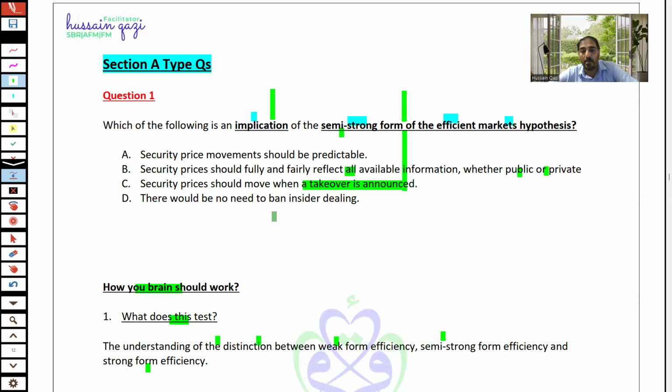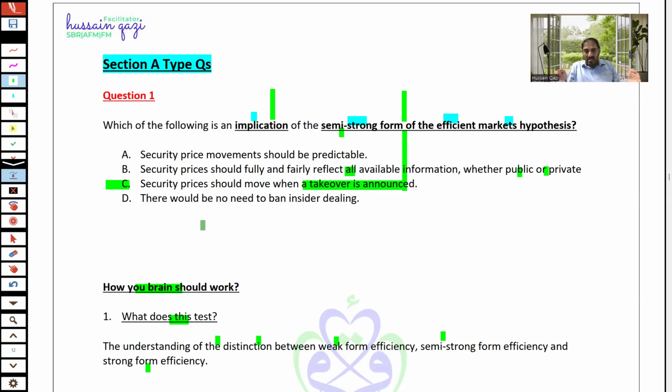There would be no need to ban insider dealing. In any case, a ban on insider dealing is always required, especially for weak and semi-strong form. Because in strong form, there will be no effect whether insider dealing is banned or not, since the assumption is that all insider information automatically affects the market. So with semi-strong form, saying there is no need to ban insider dealing is wrong. So the right answer is C.